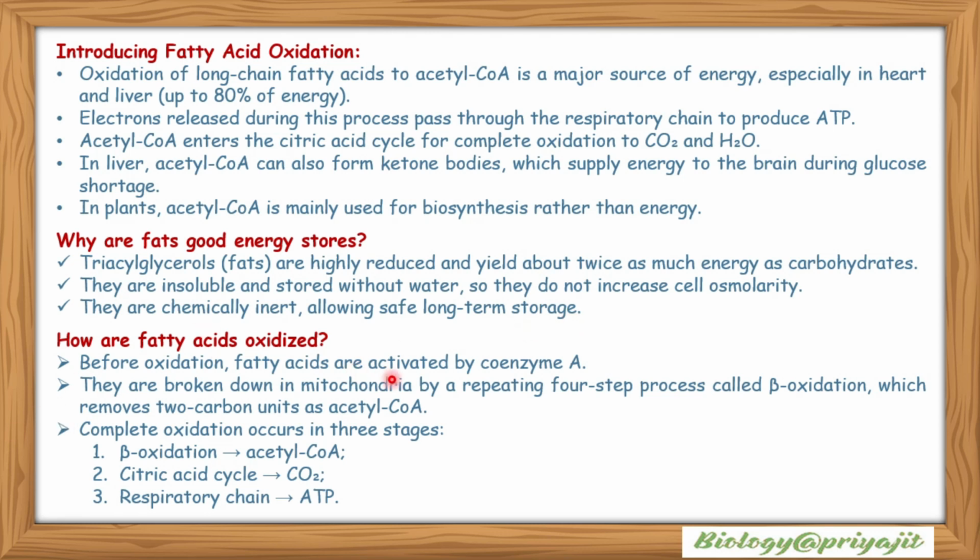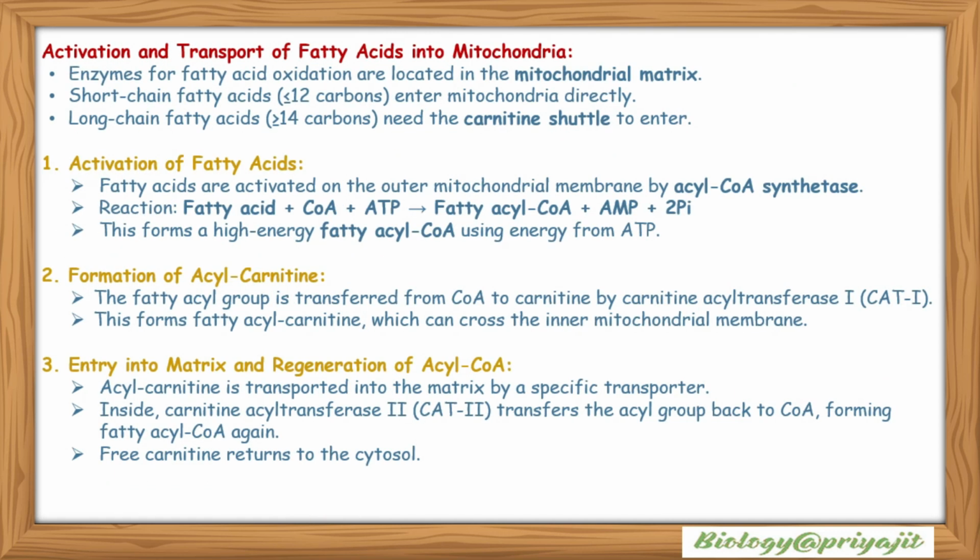So how are fatty acids oxidized? Before proper oxidation, fatty acids are activated by coenzyme A. Then they are broken down in mitochondria by a repeating four-step process called beta-oxidation, which removes two carbon units as acetyl-CoA, and this complete oxidation occurs in three stages. The first one is beta-oxidation, which produces acetyl-CoA, then it goes to the citric acid cycle to produce carbon dioxide, and the respiratory chain then ultimately produces the ATP.